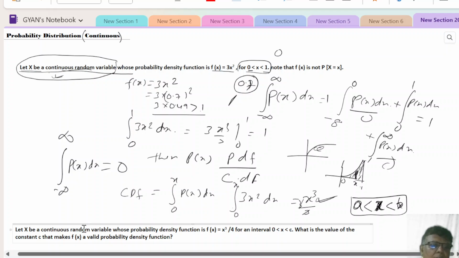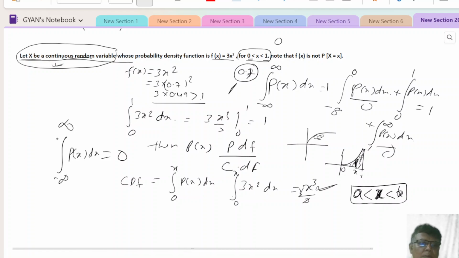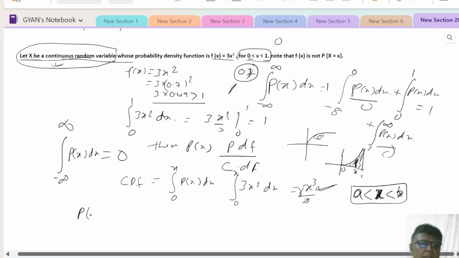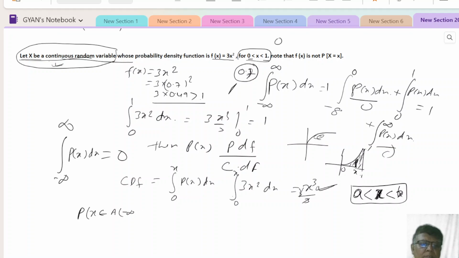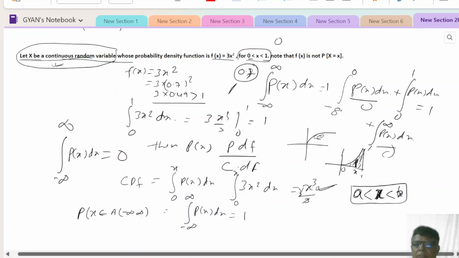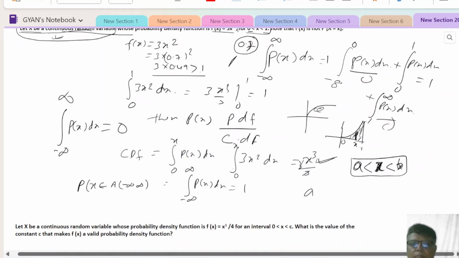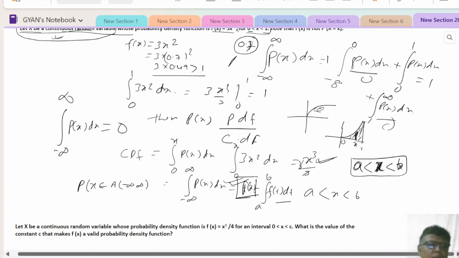So let's see the formula and remember the formula. If x belongs to a certain interval, let's say minus infinity to infinity, then the integral from minus infinity to infinity of Px dx must be 1, and CDF, suppose it is defined between a and b, then the integral from a to b of f(t) dt is equal to F(x). This is cumulative distribution. Now we'll solve some questions.